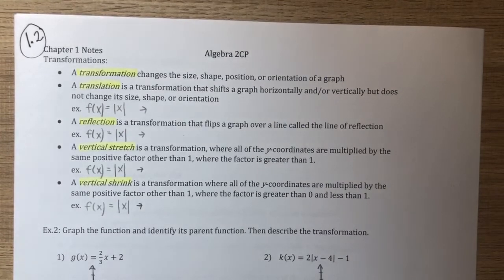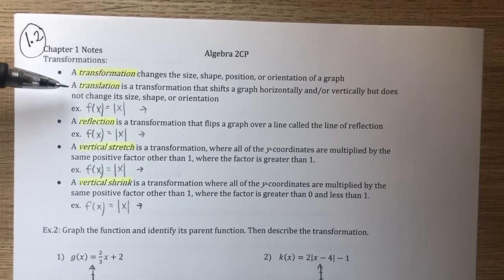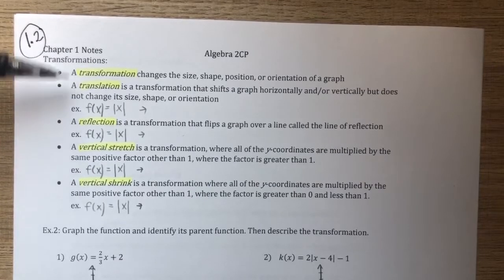Okay, so today we're going to talk about section 1.2, which covers more about transformations of parent functions, mostly focusing on absolute value functions. So up at the top, a transformation changes the size, shape, position, or orientation of the graph. So basically any change that we make to the original function.